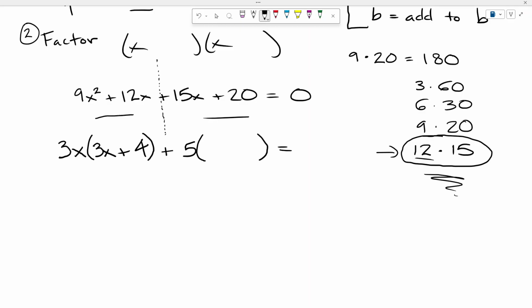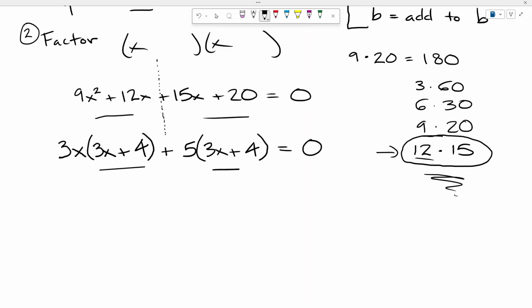What if we did 5? Because we can take 5 as a factor of 15 and 20. So if we pulled a 5 out, 5 times what gets us 15x? That would be 3x, and then 5 times what gets us 20? That's 4, still equal to 0. And now you can see what we did here, which is what we wanted to have happen. It worked out just like we wanted.